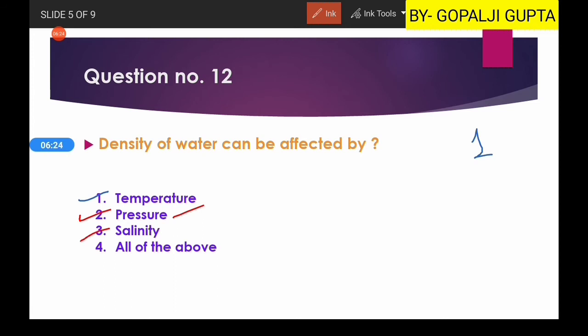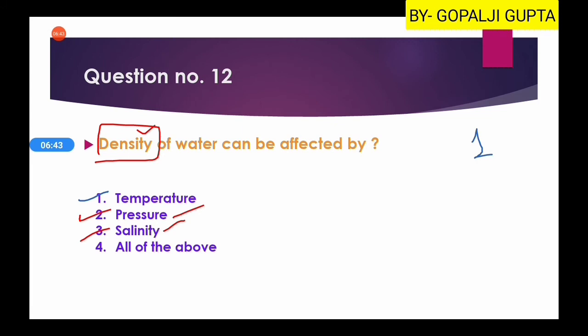Then you have salinity, with the presence of calcium, magnesium. The presence of these other elements can cause an increase or decrease in salinity, and subsequently is responsible for the change in density of water. So here the fourth option will be our right answer. The temperature, pressure, salinity can affect the density of water.